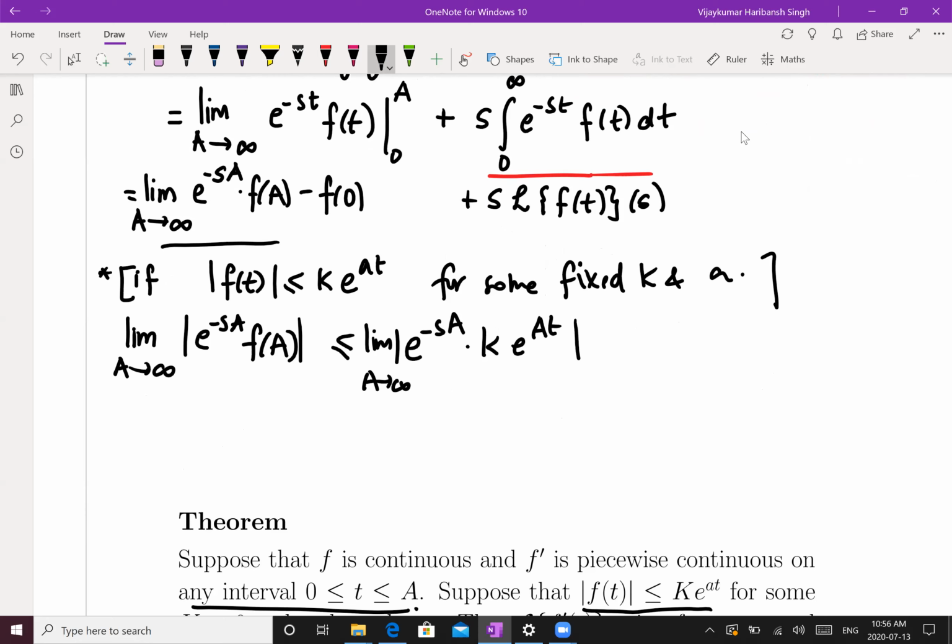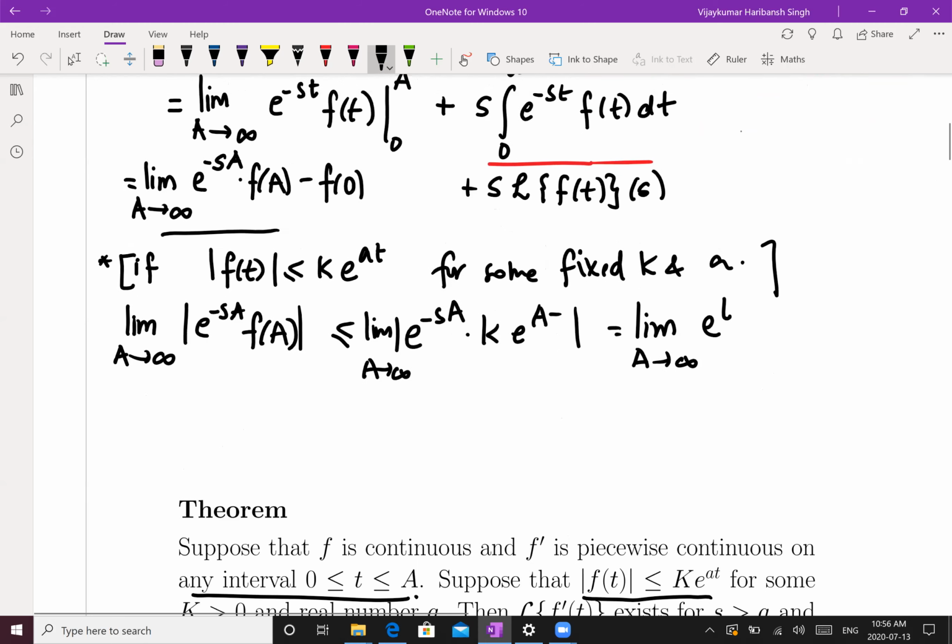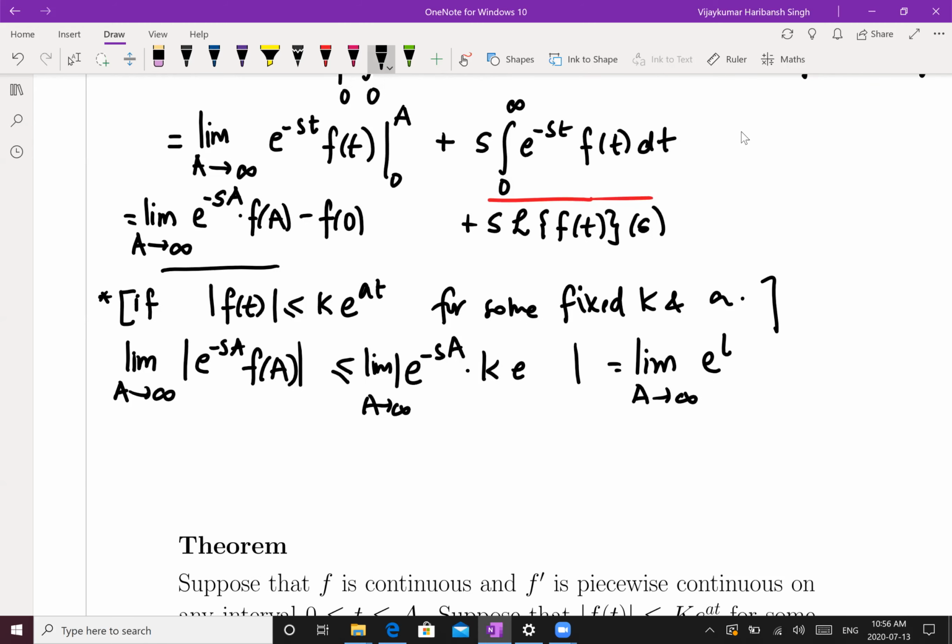And we get this is equal to limit as a goes to infinity. We have k is positive, so we just consolidate the powers now. We get t, so this is going to be a times capital A. So we can take capital A out. We are left with what? Left with a minus s.